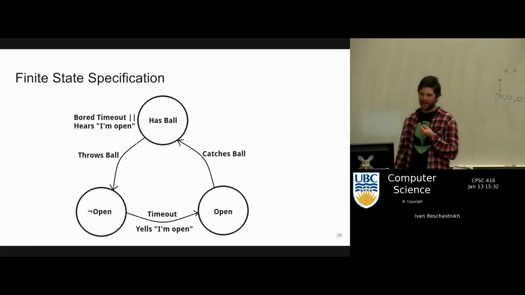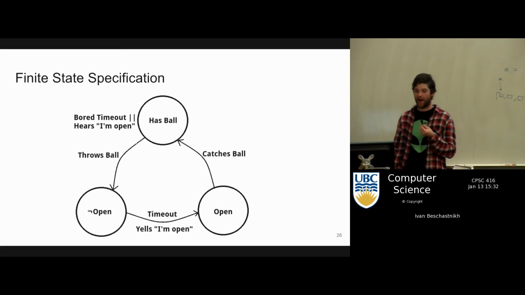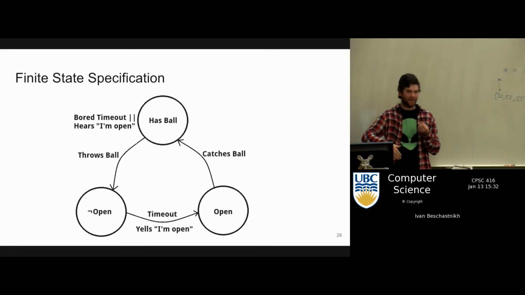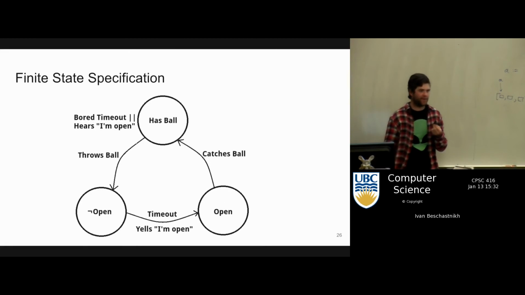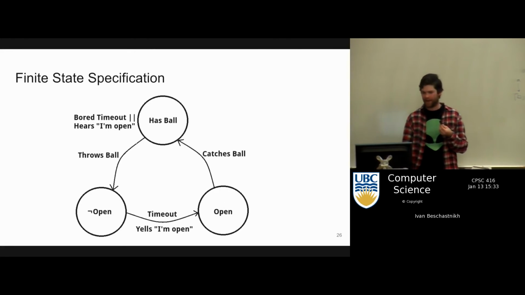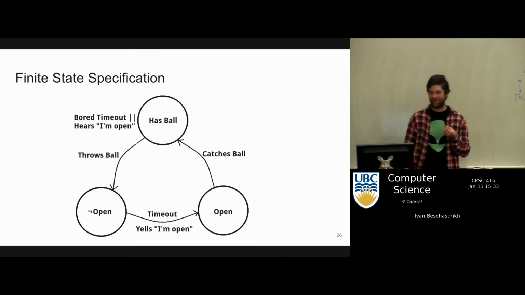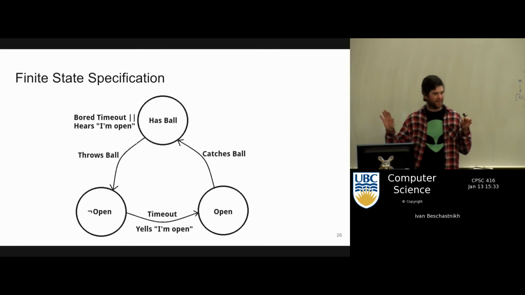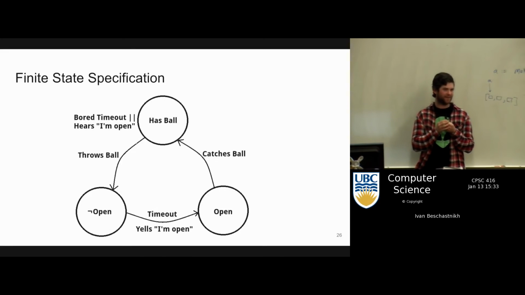It'll time out and throw it to a random node, or it'll hear I'm open, at which point it transitions to the not open state by throwing the ball. So you can think of this in a normal game. If you pitch a ball to somebody and they bat it right back, you're going to catch it in the teeth. So it takes some time, and eventually it'll yell, I'm open, I'm ready for the ball. And if it then gets it, it catches it and goes back to the initial state. Is everyone pretty clear on this? Questions?